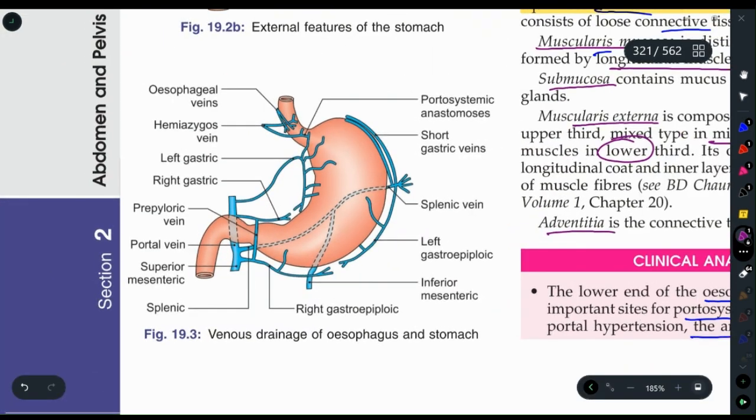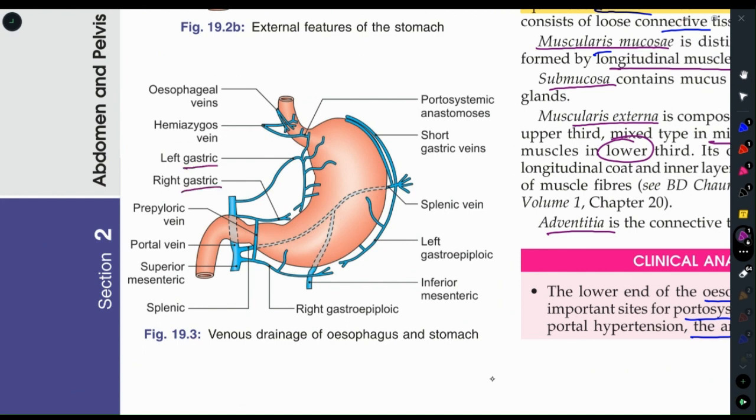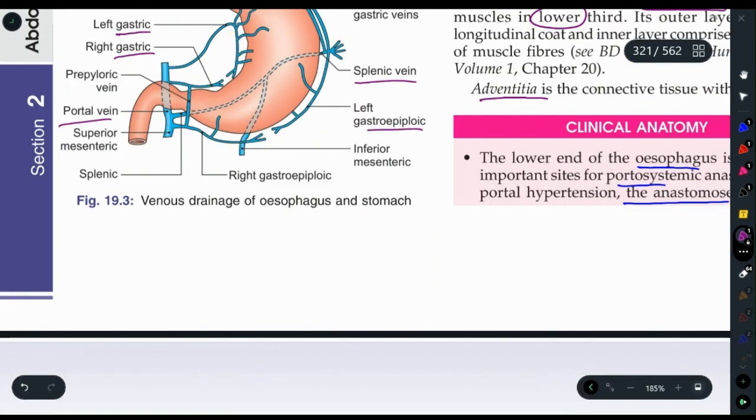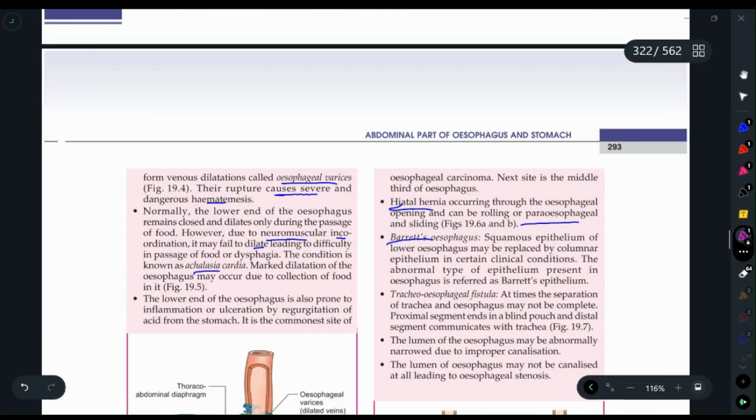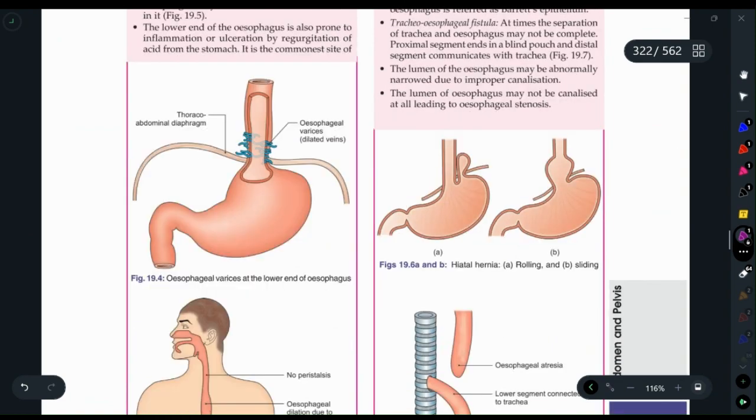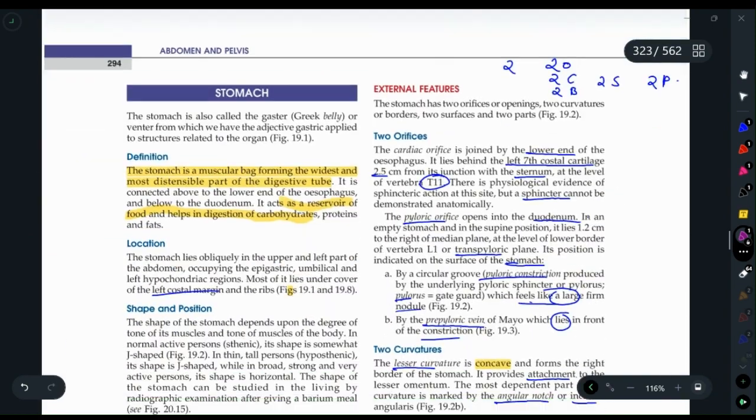Then we have the venous drainage of the esophagus and stomach. So there are the gastric veins, important ones. Then we have the gastroepiploic veins, and we have the portal vein, and we have the splenic vein. These are the important veins in the drainage system. Then for the writing part, we need to write it from here.